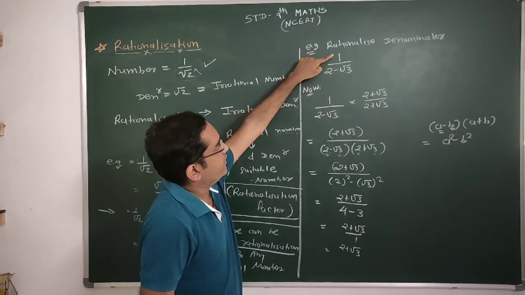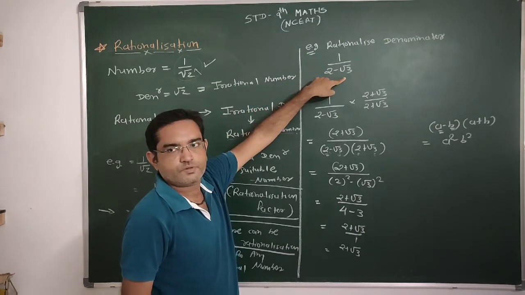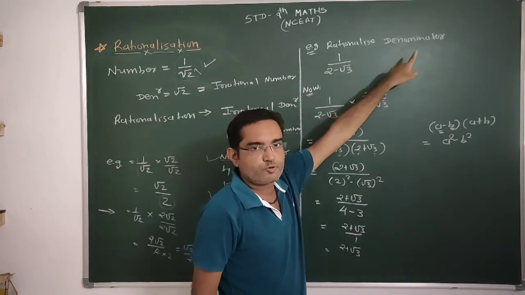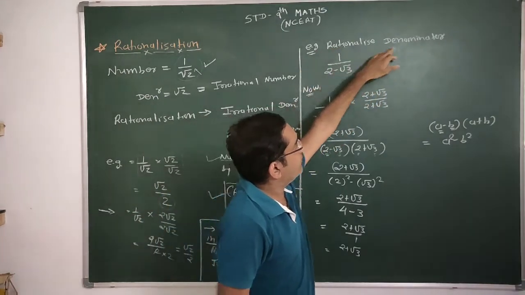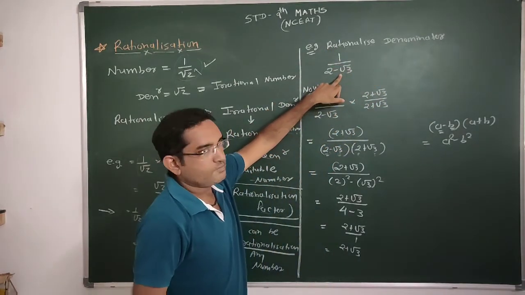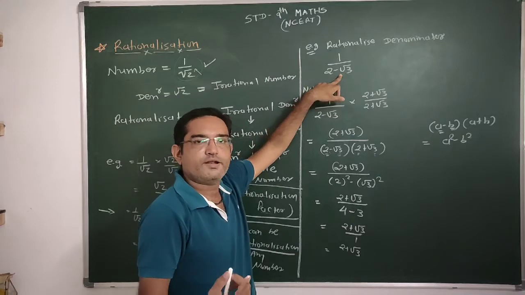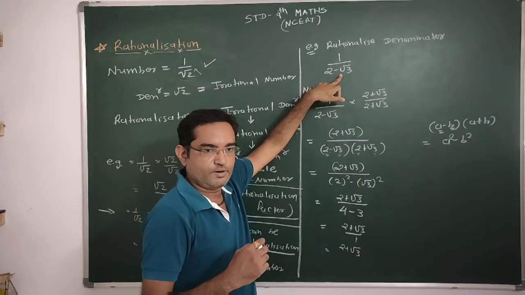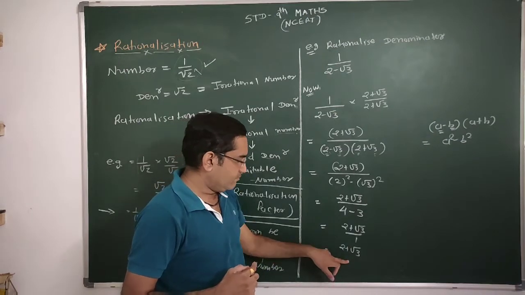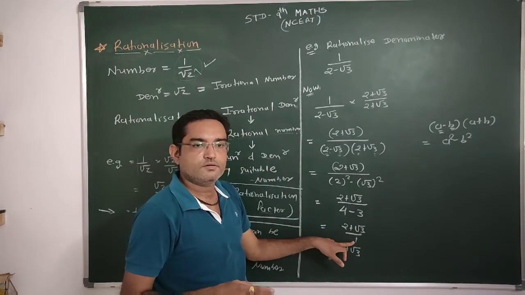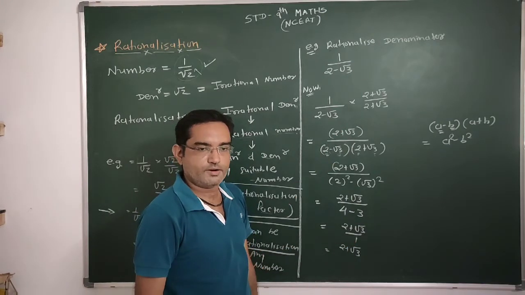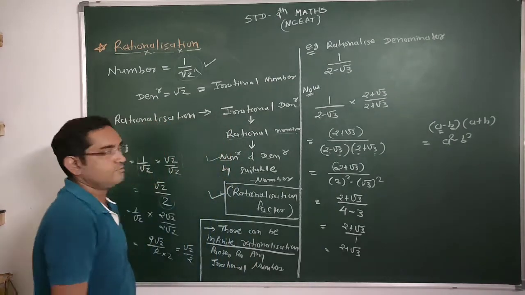Now check out your question. It is 1 upon 2 minus root 3. So here the denominator is an irrational number. We have applied the rationalization procedure. That means we have rationalized our denominator. So after applying the rationalization of the denominator, our irrational denominator will convert into a rational denominator. So check it over here. This is 2 plus root 3 by 1. 1 is a rational number. Clear? So this is known as rationalization of the denominator. Now pause the video to note it down.